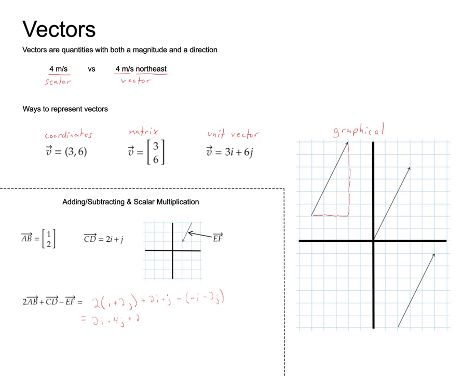And let's distribute these across, so that gives us 2i plus 4j plus 2i plus j minus -i, so plus i, and then minus -2j, so plus 2j. And let's combine like terms here. So that's 2i plus 2i plus i, so that's 5i. And then 4j plus j is 5j plus 2j is 7j. And there we have our solution to 2AB plus CD minus EF.